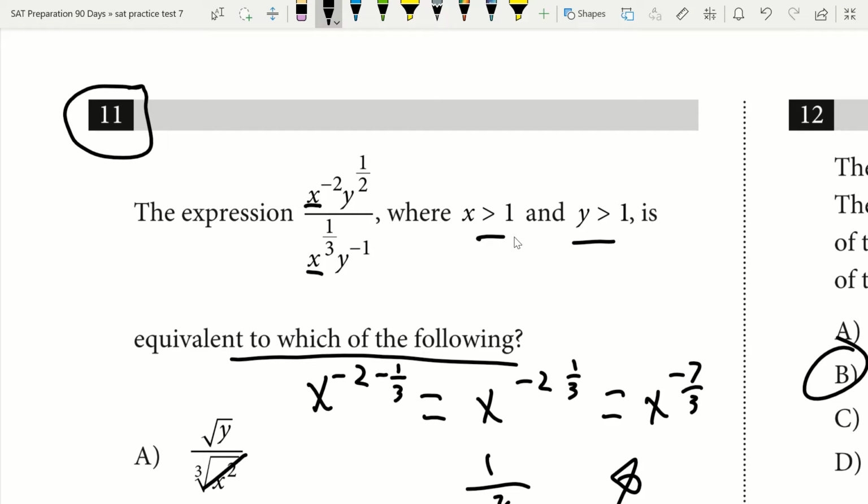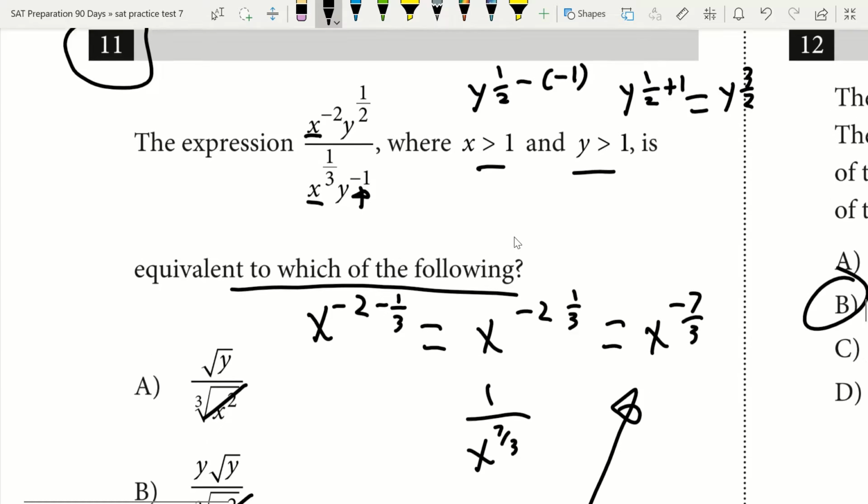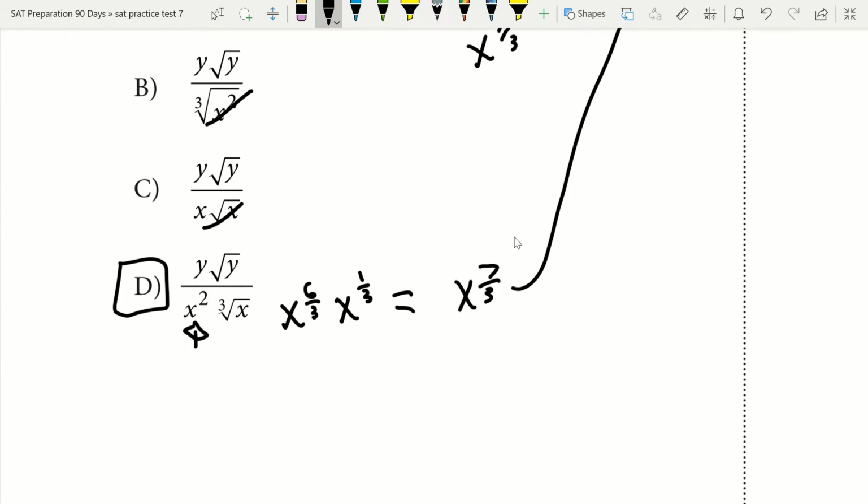So we have y to the 1/2. We're going to have to subtract this -1. So we're going to have y to the 1/2, and then subtract -1 from it. Subtracting -1, a minus a negative is going to give us a plus positive. So we're going to have y to the 1/2, and then we're adding 1 to that. That's going to give us y to the 3/2. We go down, take a look at D. We see D has y to the 3/2, because y to the 3/2 is equal to y times the square root of y, because that's y to the 1, and then times the square root of y, which is y to the 1/2. You add those, you get y to the 3/2 power.